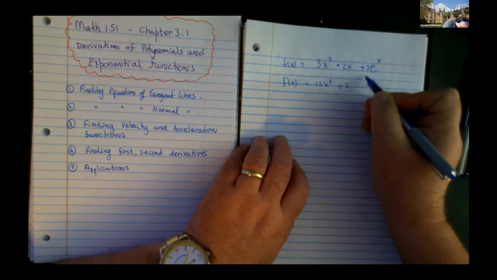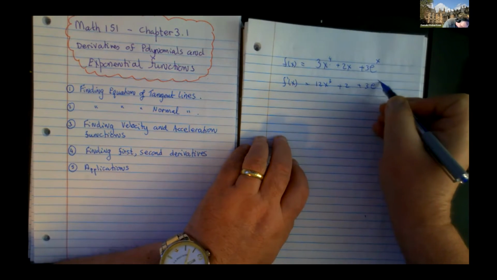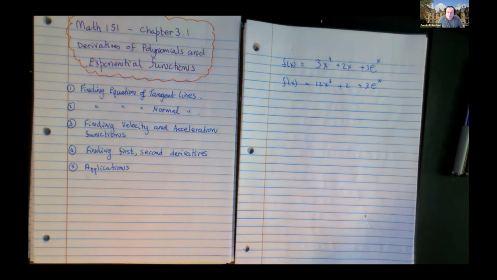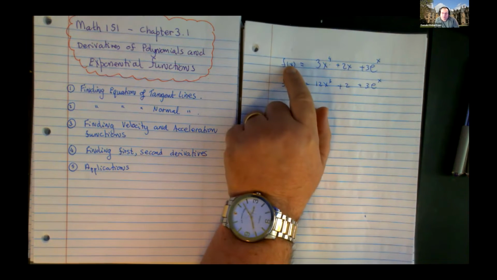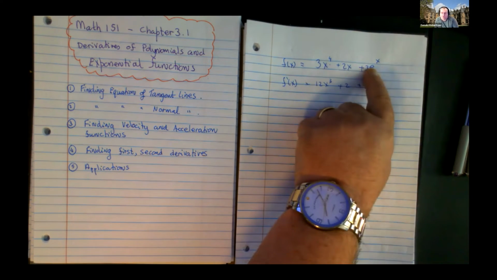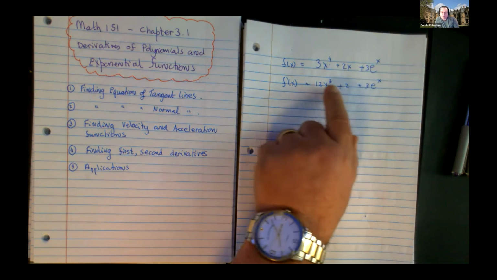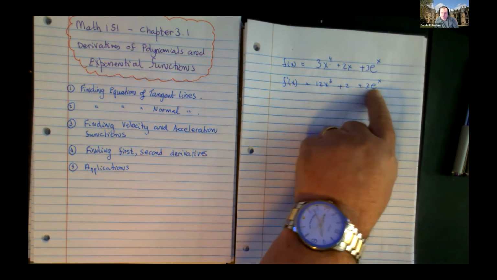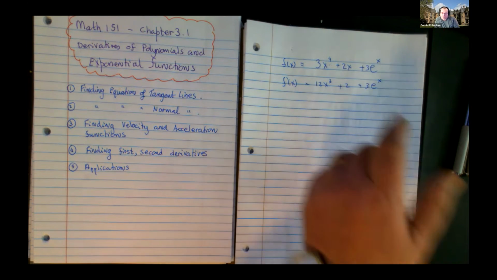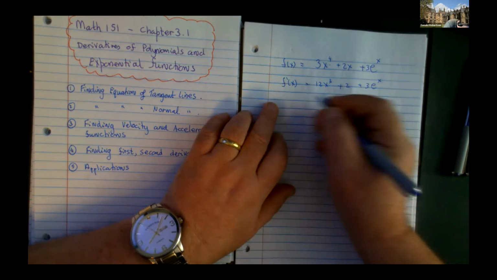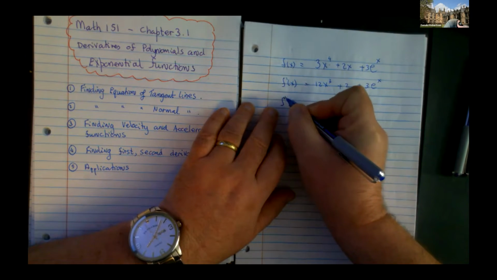2x gives me 2, and that guy gives me 3e to the x. Well, once you've got the idea that you can take a function and find its derivative, you've now got a new function. So it's not unreasonable to assume that you should be able to differentiate that. And we call that a second derivative.